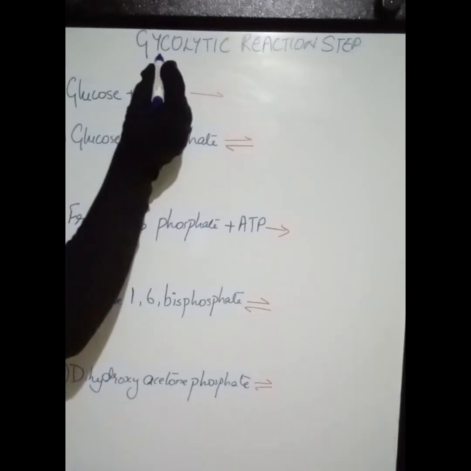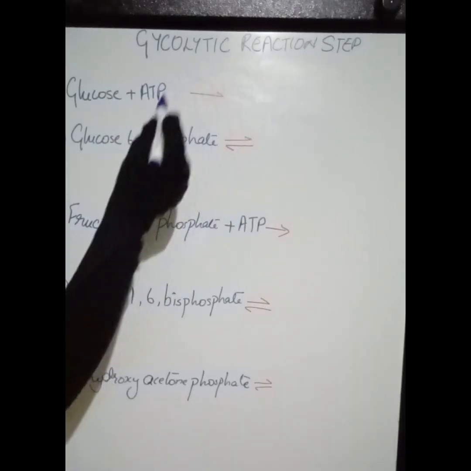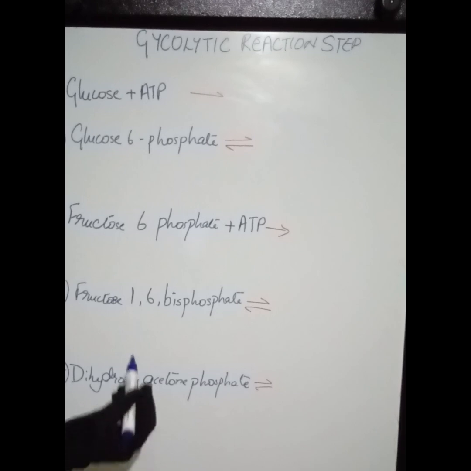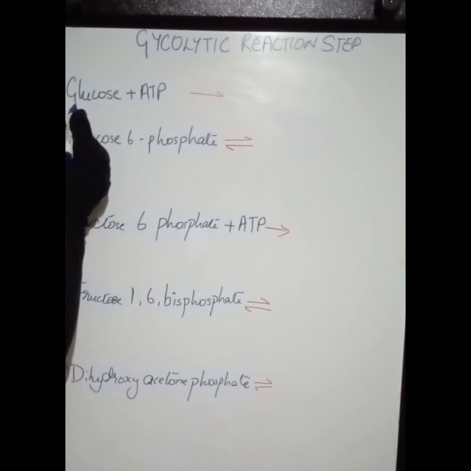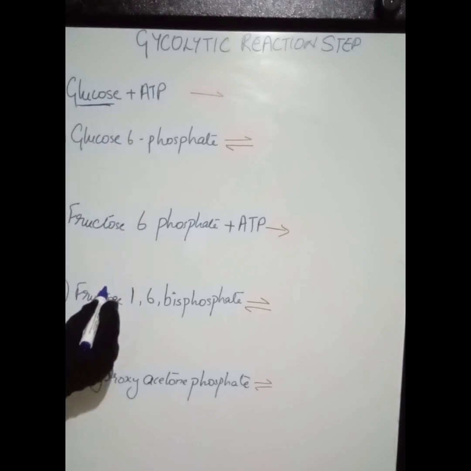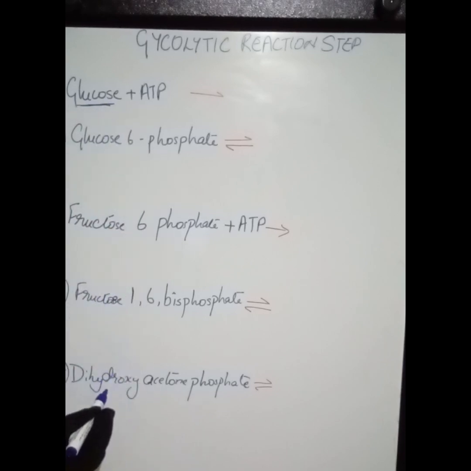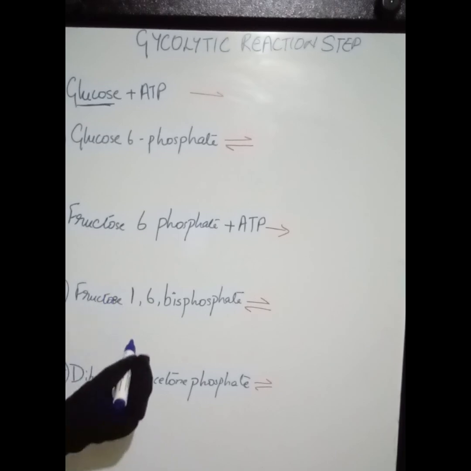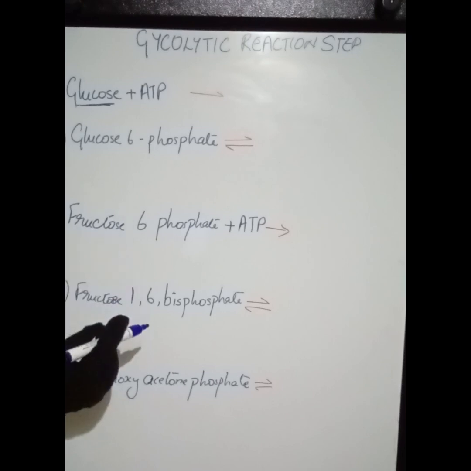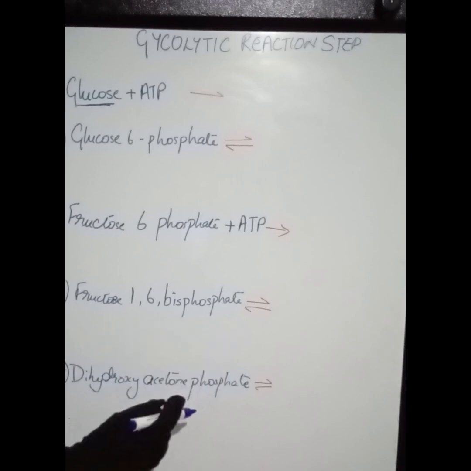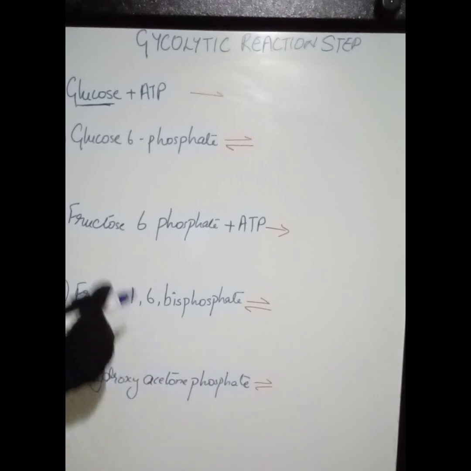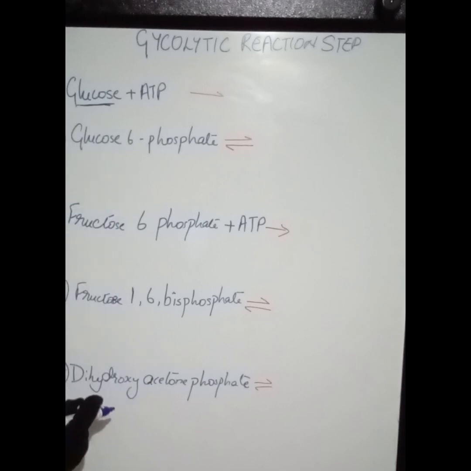Let's start. The glycolytic reaction step consists of 10 steps where we can divide the first 5 steps in which glucose is producing glyceraldehyde 3-phosphate. The first 5 steps involve where the glucose is broken down to produce glyceraldehyde 3-phosphate. So let's see the first 5 steps.